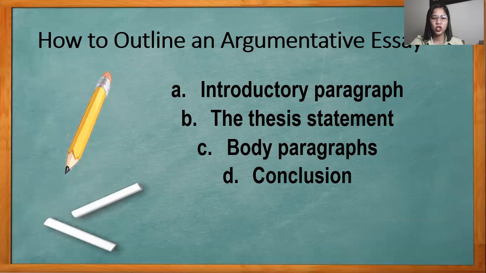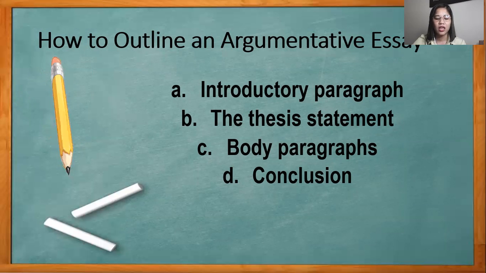Now, in each paragraph, you will be presenting one reason. So how many paragraphs are there in the body part? It must have 3 paragraphs. Why? It's because one paragraph for one reason, another paragraph for the second reason, and the third paragraph is for your last reason. And of course, we have here the conclusion part. Your conclusion part may have 2 to 1 sentence.